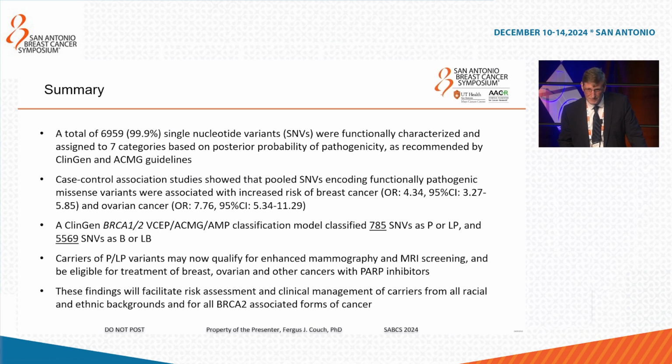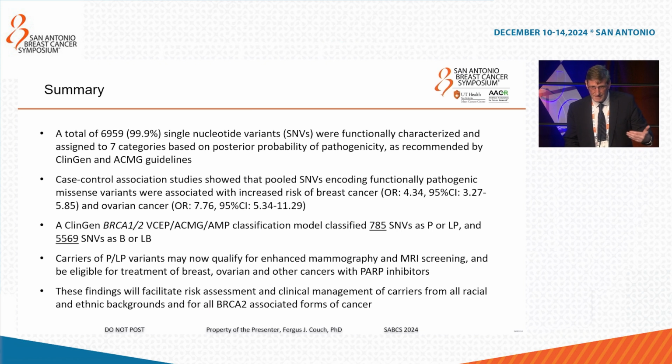So the carriers of these variants, we've done the functional study, we've done the risk estimation, we've done the classification. It now looks like the carriers of these likely pathogenic and pathogenic variants may graduate to enhanced mammography, better screening, enhanced MRI, and potentially PARP inhibitor treatment if they're diagnosed with cancer.